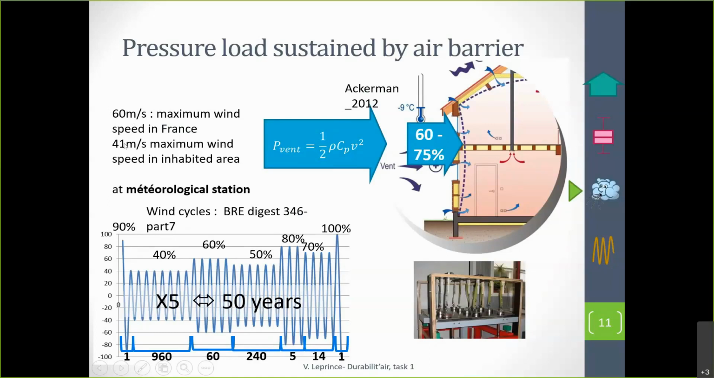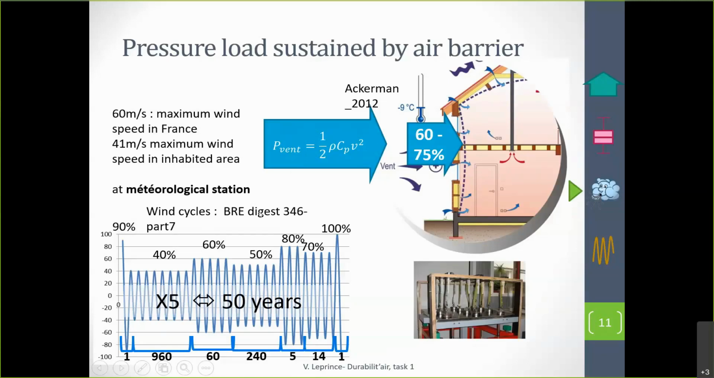Then you have to translate this wind speed at meteorological station into a wind speed at building level. There is a standard for that, an ISO standard doing that very well. Then when you have this wind speed, you can translate it into wind pressure with a CP coefficient. We also find CP coefficients easily in the literature. So you've got the maximum pressure. And then in the literature you also have a publication from Ackermann that says that around 60 to 75% of this pressure made by wind is sustained by the air barrier. So you have the maximum that the air barrier can endure.